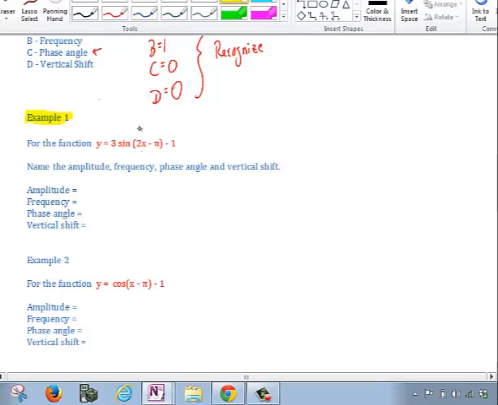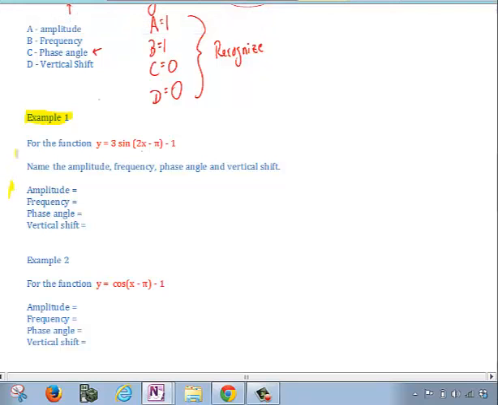And as you look at the function, you should be looking for the A, B, C, and D value. And right here, the first thing is to see the coefficient in front of the sine is the amplitude. So the amplitude is 3. The frequency is the coefficient in front of the x, that's 2. The phase angle is equal to -pi, because normally that's a plus, but because the phase angle was negative, they just put a negative there instead of a positive. And the vertical shift is -1.